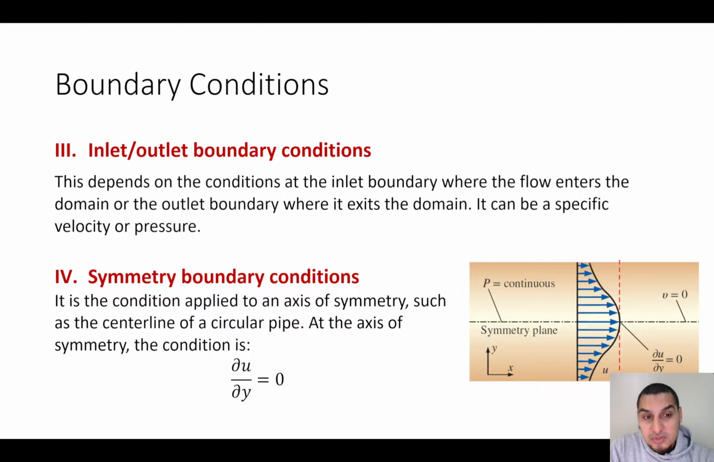So the symmetry boundary condition is valid if the geometry is identical on the two sides of the axis of symmetry, and the conditions are also the same on the two sides of the axis of symmetry. So this is a very, very important point to keep in mind.